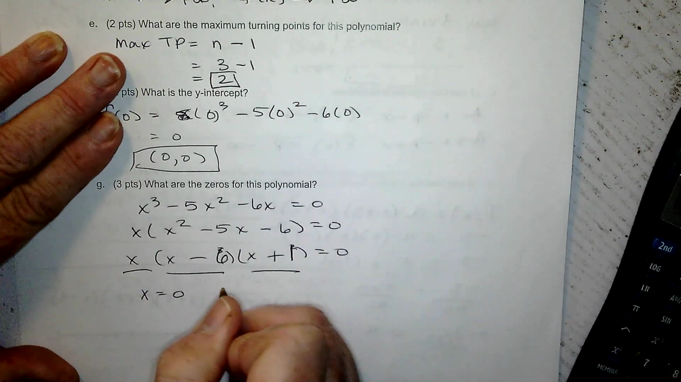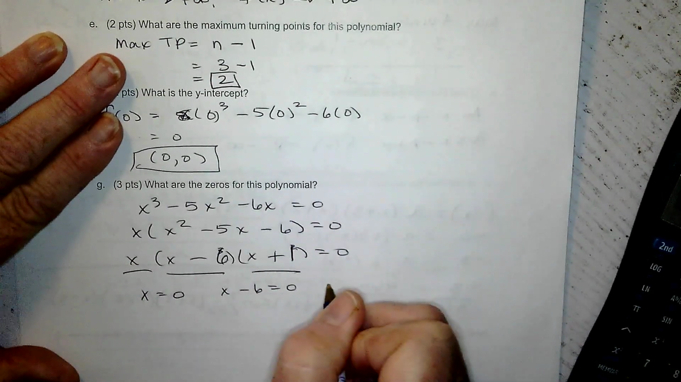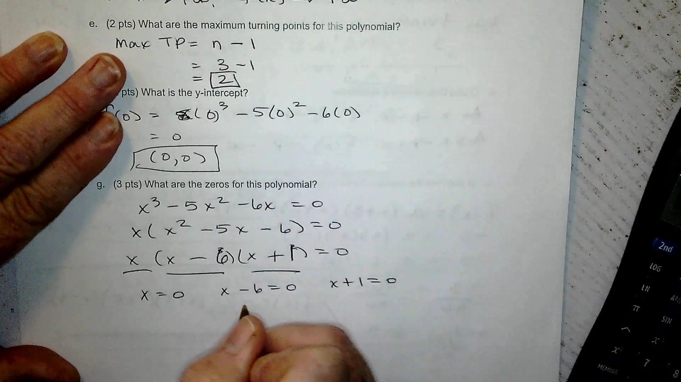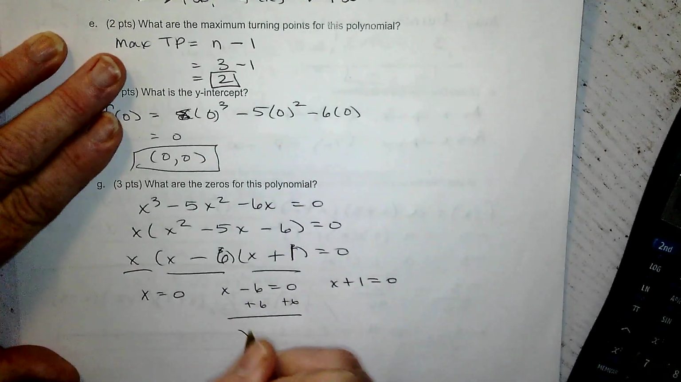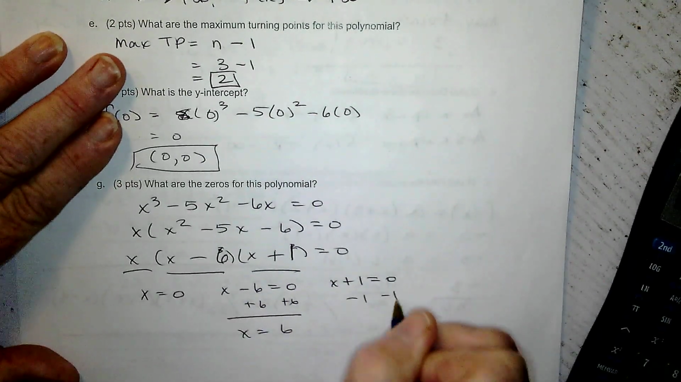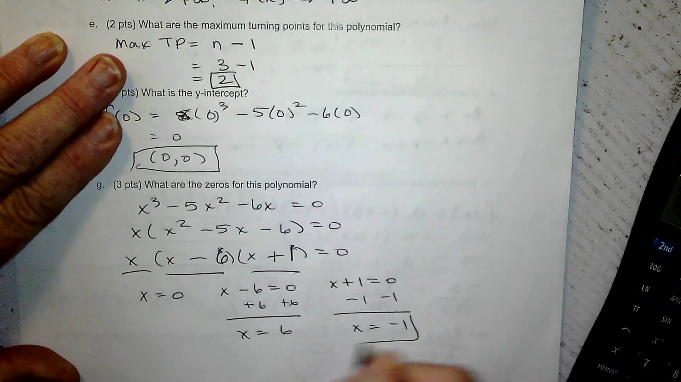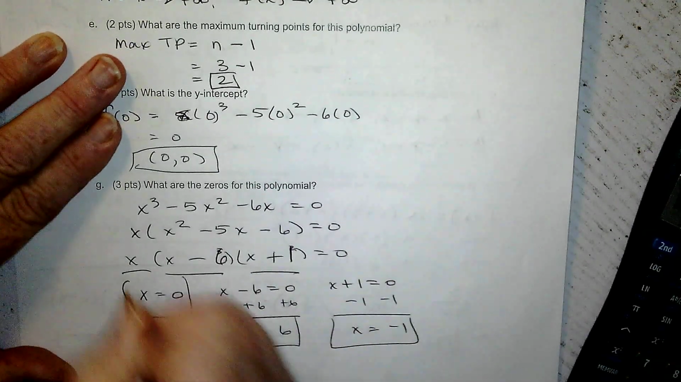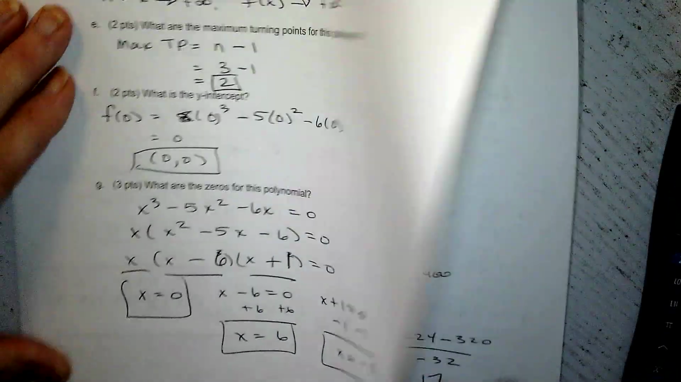Set each of these terms equal to 0. X is equal to 0. X minus 6 equal to 0. And x plus 1 equal to 0. Add 6 to both sides. X is equal to 6. Subtract 1 from both sides. X is equal to negative 1. 1, 2, 3. We have a degree of 3, so that makes complete sense.